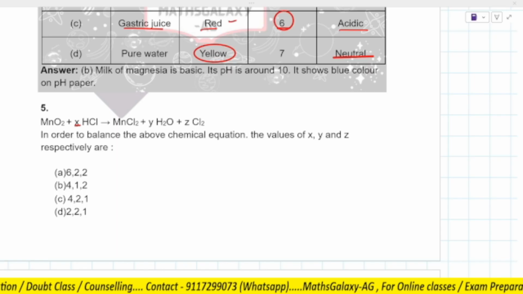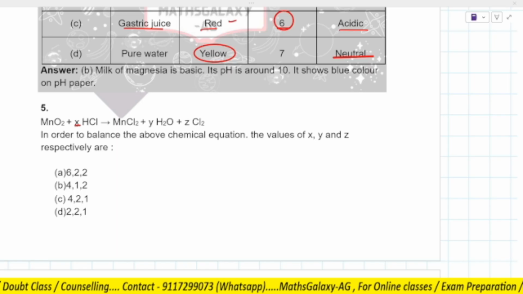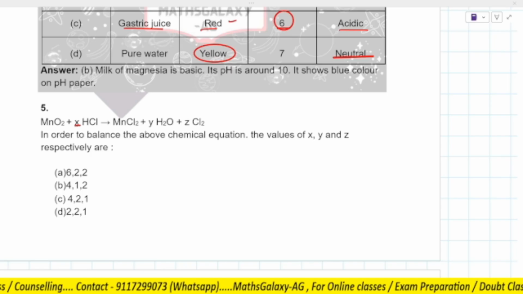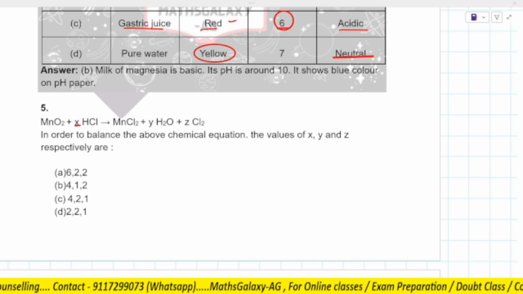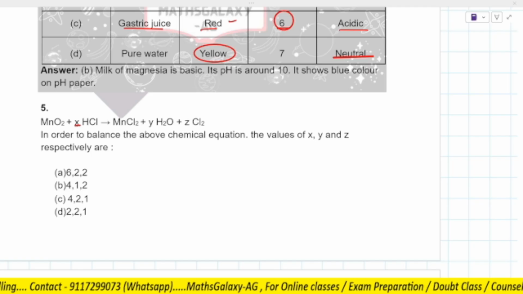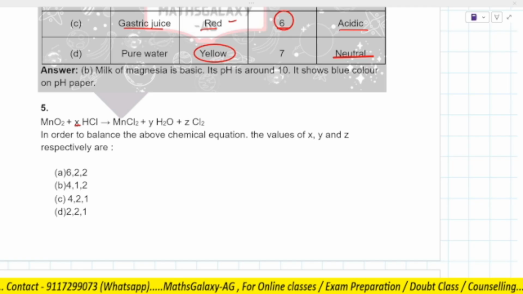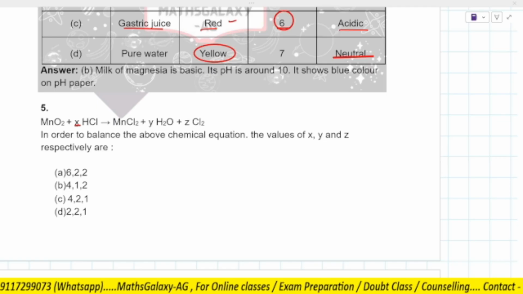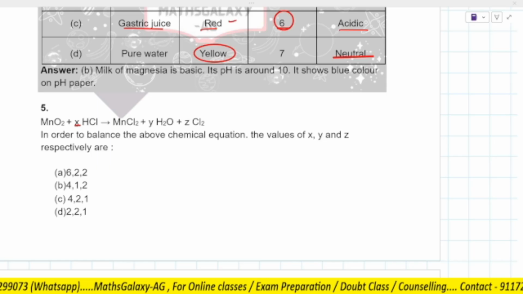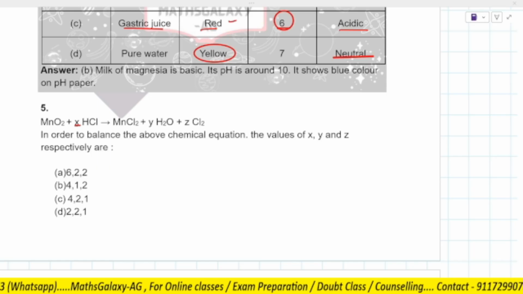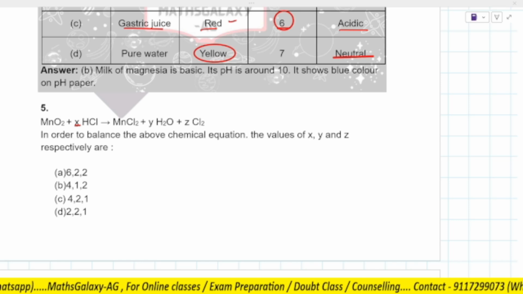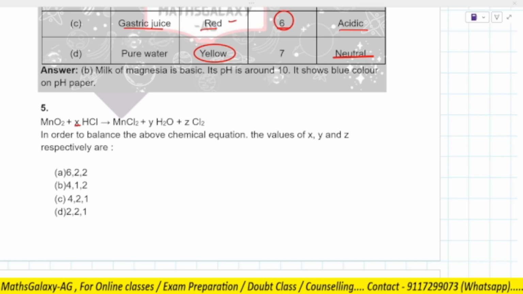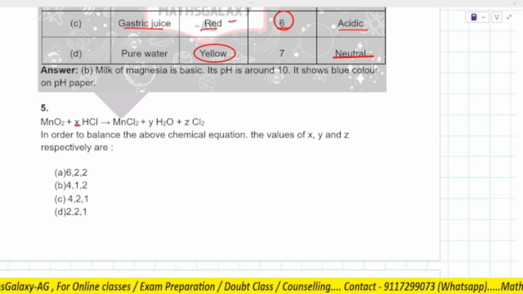Wait, sir. Please try. H is clear. Oxygen is clear. I think it is 4. No, wait. No problem. Take your time. Okay. This one.